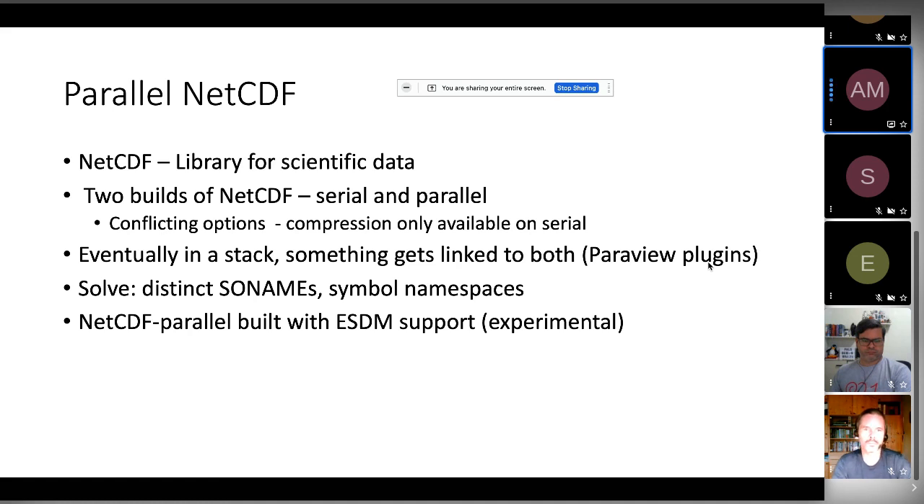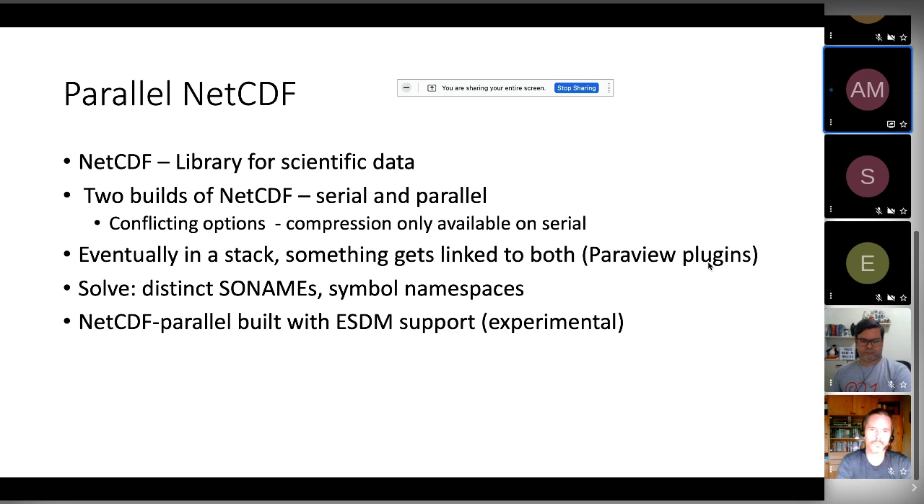But if you get a very complex NetCDF stack, eventually something gets linked to both. And in the case that I've explored, it's ParaView plugins. Some of the ParaView plugins will be linked to a parallel version of NetCDF, some will require a parallel version, and some will be linked to a serial version for reading a compressed file.